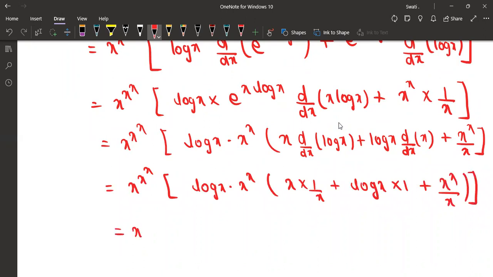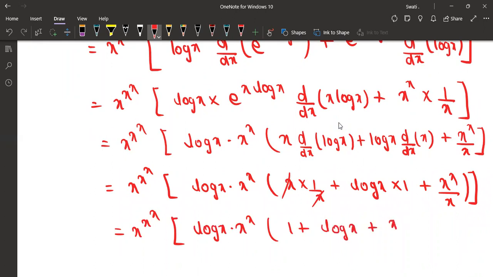And now we can write down this as x raised to x raised to x, and then this will become log x times x raised to x. x will get cancelled, so we are getting 1 plus log x into 1 is log x, and then plus x raised to x upon x. And now we can close the bracket.